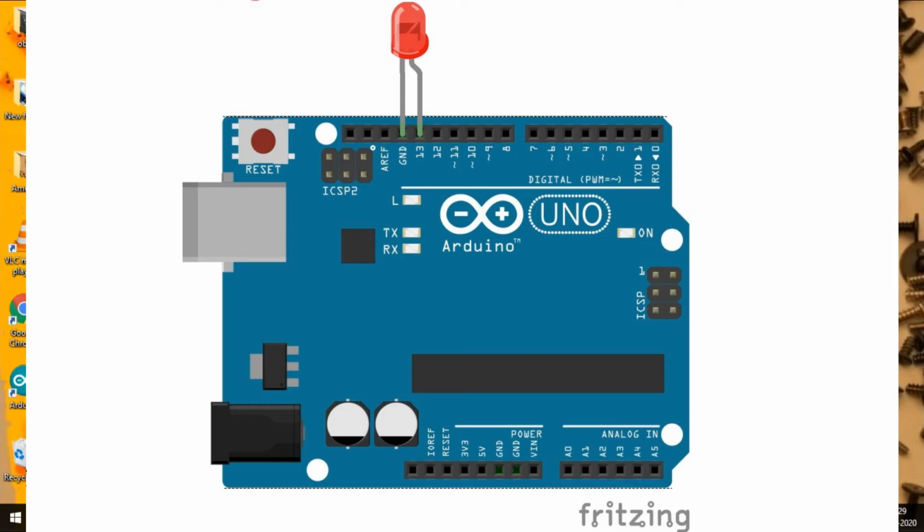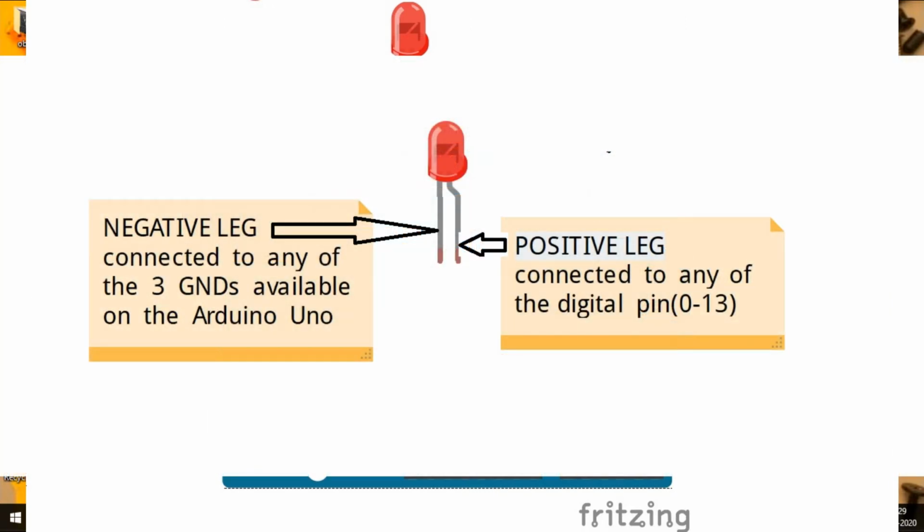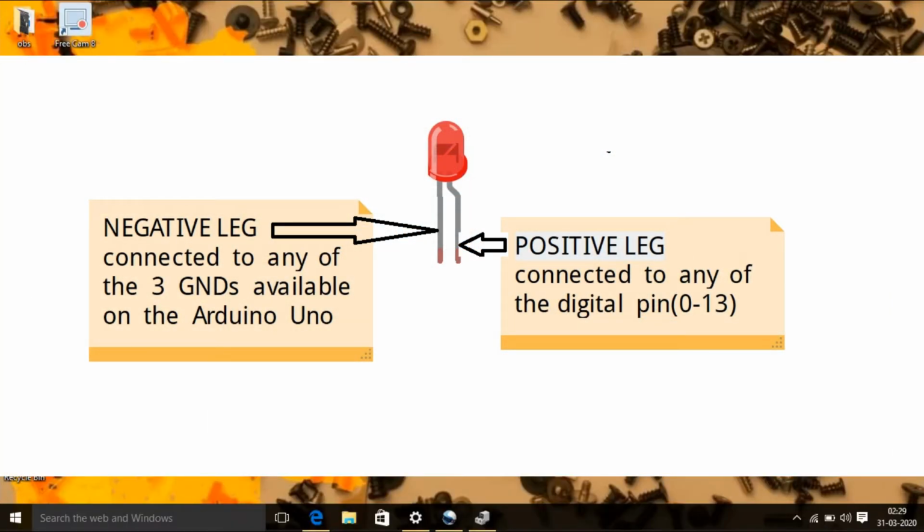So you can see the connections on the screen. I've put a Fritzing on the screen now. Just see the connections. It is pretty simple. Our LED has two legs, so the longer leg is positive, and the positive leg goes to any of the digital pins, and the shorter leg, which is negative, always goes to the ground. The connections are pretty simple. I hope you have seen it on the screen.